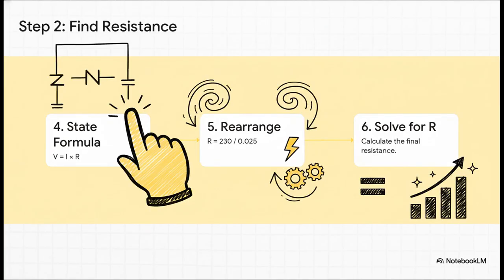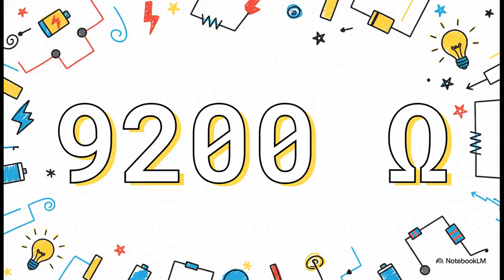Okay, so we've got the current, now what? Well, now we bring in the classic, the one and only Ohm's law, V equals I times R. We just need to shuffle it around to get resistance on its own. So R equals V divided by I. We plug in our numbers, 230 volts divided by the 0.025 amps we just found. And boom, that gives us our final answer, 9,200 ohms. And just a tip, for a chunky 5-mark question like this, you have to show your work. Laying out every step clearly is just as crucial as getting that final number right.